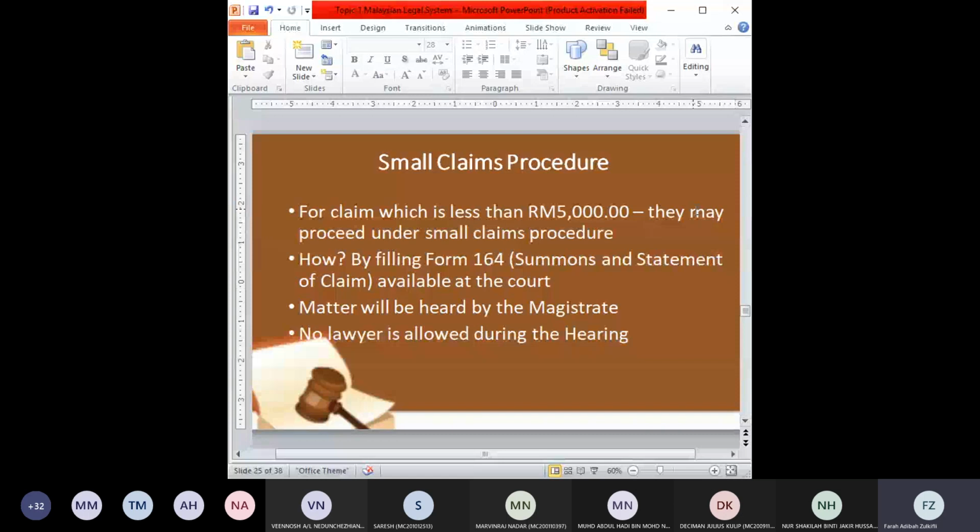Okay, so that is the powers of the magistrate court. Any question about magistrate court?